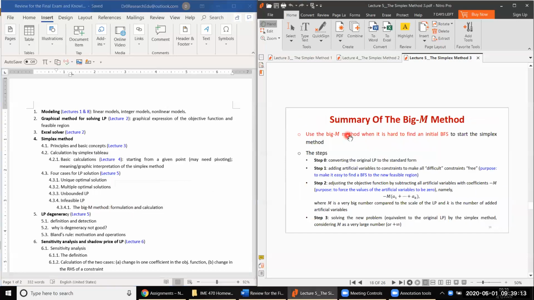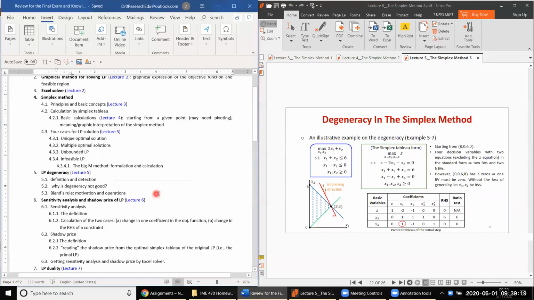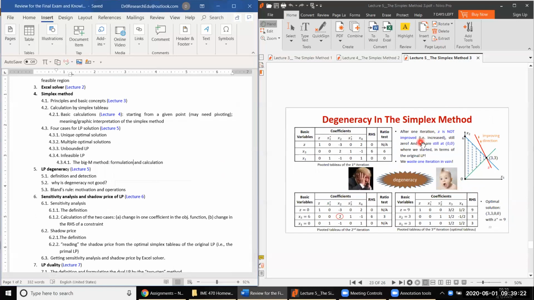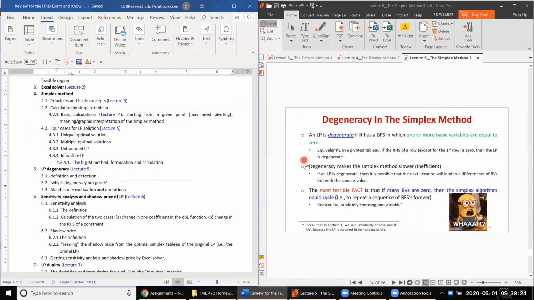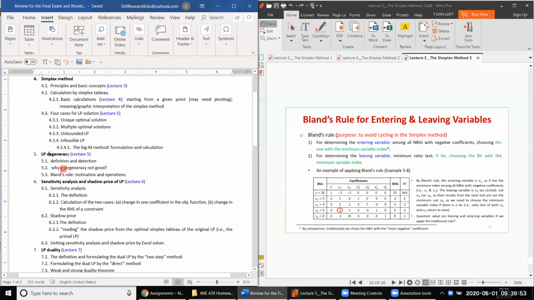And in the same lecture, we also mentioned degeneracy. What does degeneracy mean? We mentioned that degeneracy is really bad. It makes the simplex method slower, and the worst case is that it may make the simplex algorithm cycle, which is super bad. How can we avoid it? We introduced Bland's rule. The purpose is to avoid cycling in the simplex method, and by using Bland's rule, I can avoid the cycling. Okay, this is about LP degeneracy.